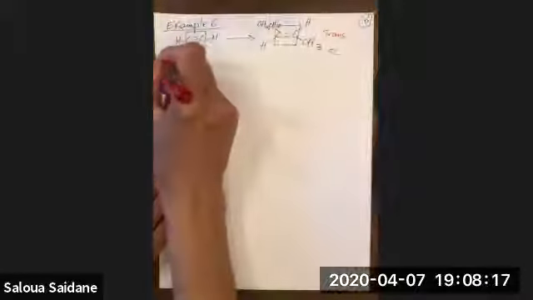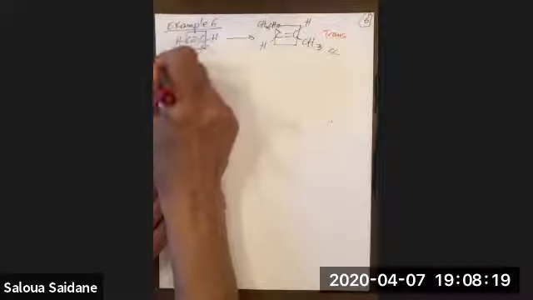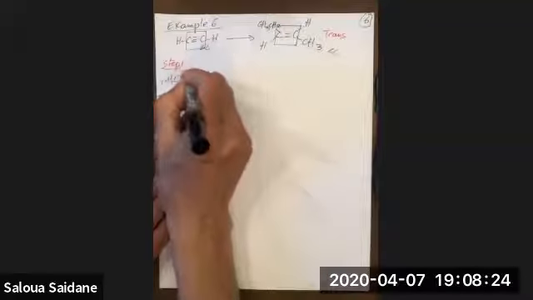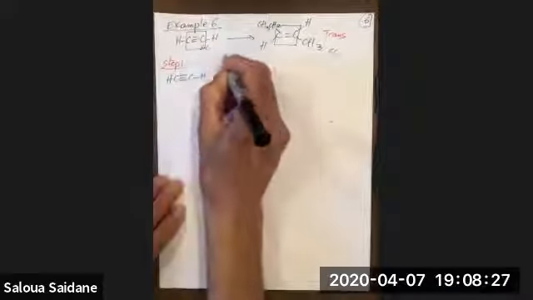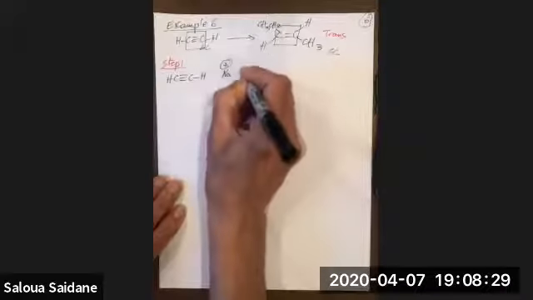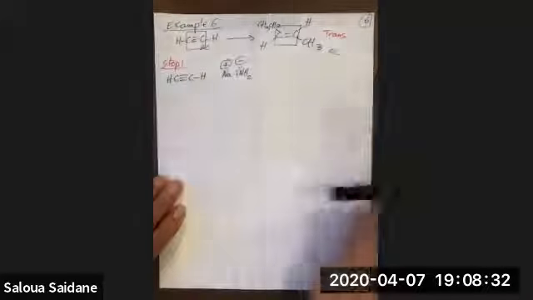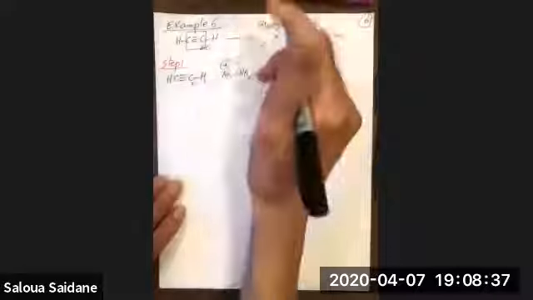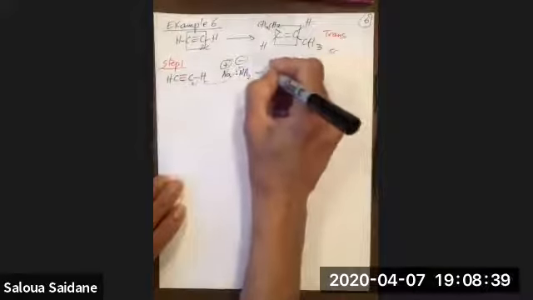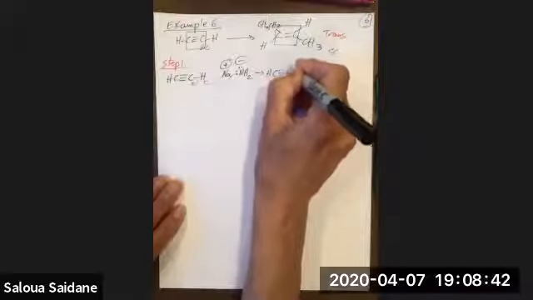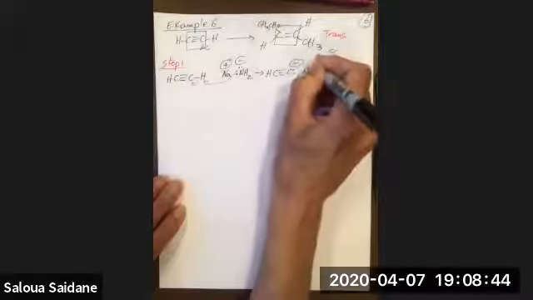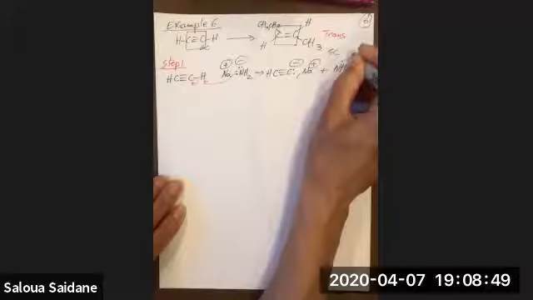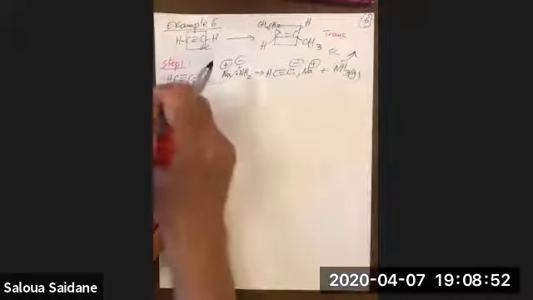So step 1, you take the acetylene. First step is remove the H. It's always NH2⁻ because it's a strong base, and it removes this acetylene proton, and we end up with the acetylide ion. The NH3 gas escapes.